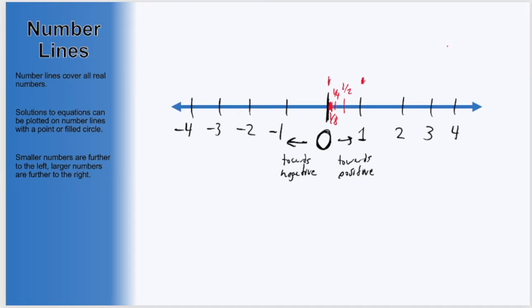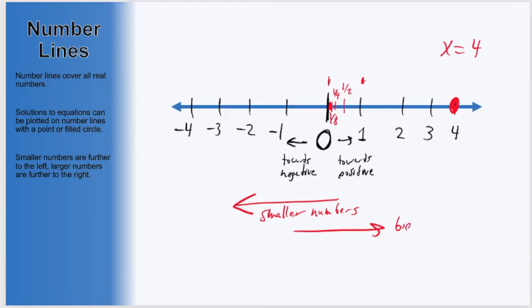Another thing we often use our number lines for is to visualize the solutions to an equation. For example, if we have solved an equation for a solution x equals 4, we represent that solution on our number line with a point at the position of 4. Another useful property of the number line is that we can use it to visually find what numbers are bigger or smaller than other numbers. When we're looking at our number line, smaller numbers are towards the left, while bigger numbers are towards the right.